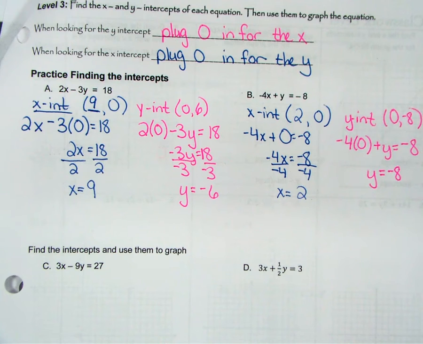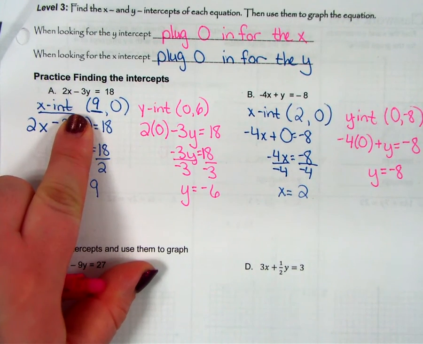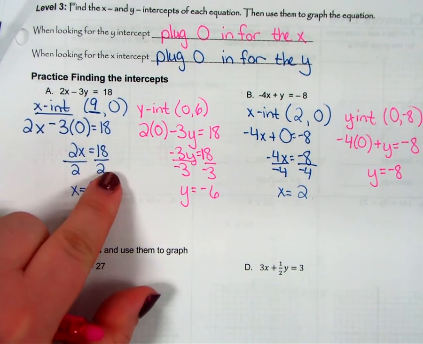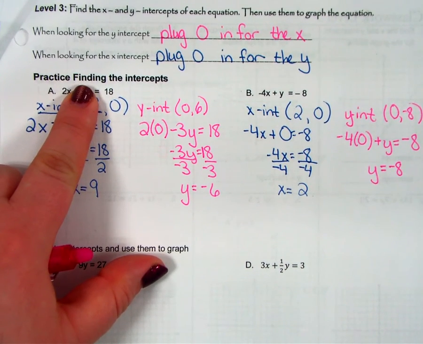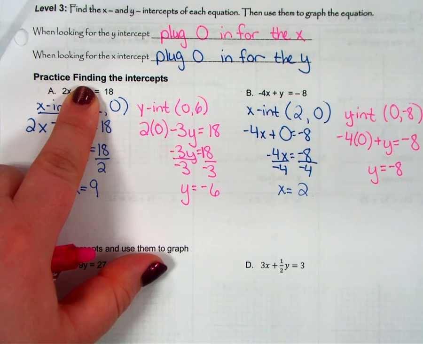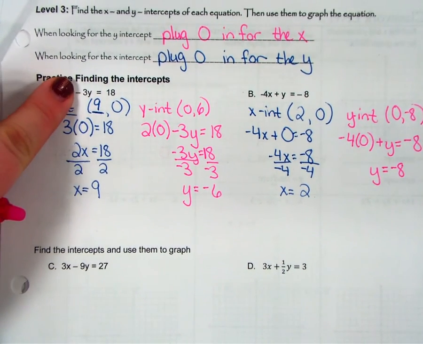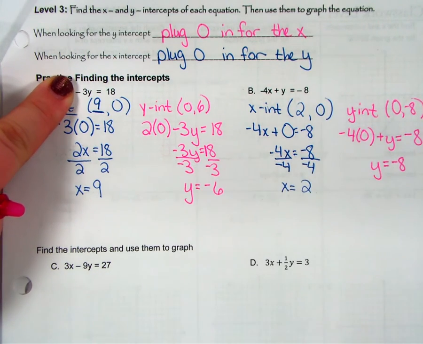Now, you might notice as you go through these that there's a little bit of a shortcut. When we put in this 0 here, that whole term disappears, and I'm left with 2x equals 18, which we can solve. You can do that straight from the beginning. If I'm putting 0 in for y, that whole term is gone. I have 2x equals 18. That means I need to divide by 2 on both sides. If I'm finding the y-intercept, that whole part goes away. Negative 3y equals 18. Remember, that's what we had here. And I needed to divide by negative 3 on both sides.